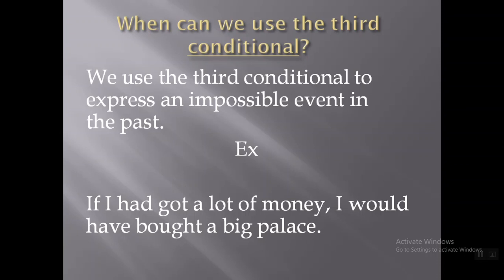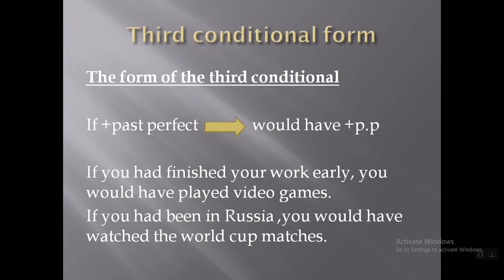So we use the third conditional to express an impossible past event. Okay? What is the form of the third conditional? If plus past perfect. To remember, past perfect consists of had plus PP, past participle. We studied it last time. If plus past perfect. The next sentence, would have plus PP, past participle.